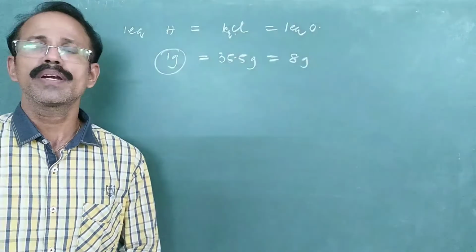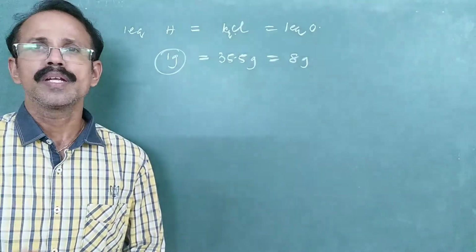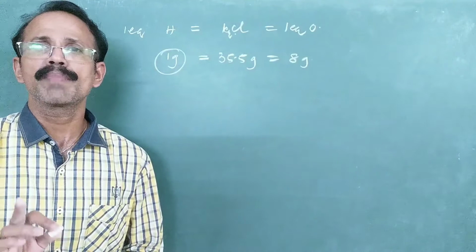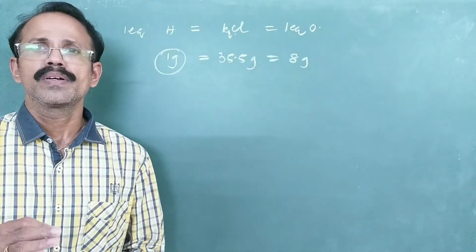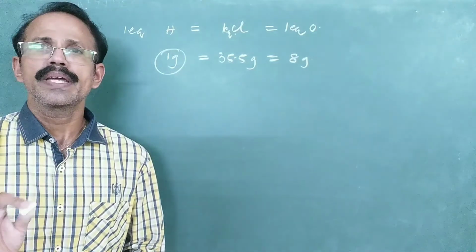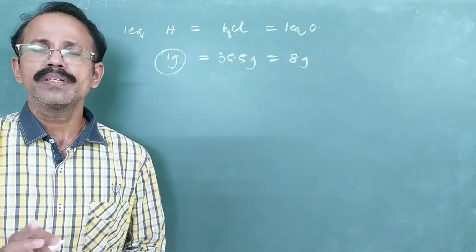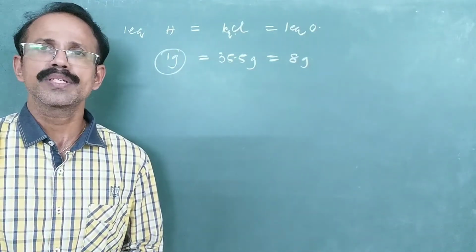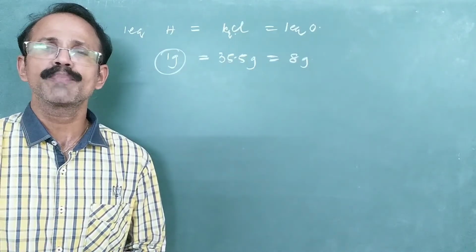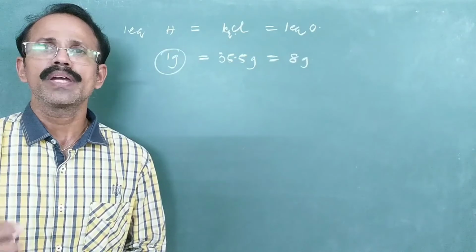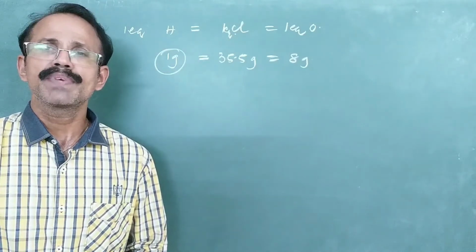Okay, so equivalent weight is the number of parts by mass of an element that combines with one part by mass of hydrogen. So, one equivalent of hydrogen is equal to 1 gram, and one equivalent of oxygen means 8 grams, and one equivalent of chlorine means 35.5 grams. Okay, so now you can modify the definition like this.